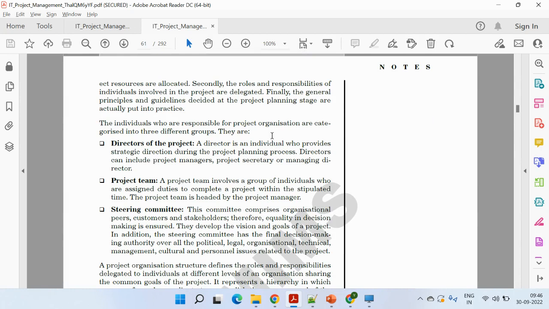You can give a brief about the directors, the project team, and the steering committee. The steering committee is already mentioned there as a blend, or a mixture, of different peers, customers, and stakeholders. Everyone has the authority to take decisions, and they develop a common goal and vision for the overall project. In addition, it is the final decision-making authority for political, legal, organizational, technical, cultural, and all kinds of issues related to the project. So it's a group of different kinds of people which we call the steering committee.